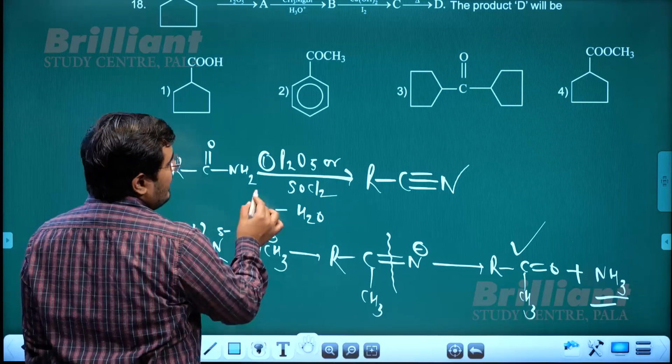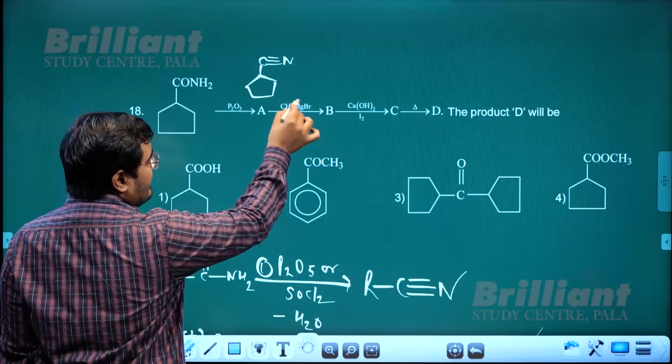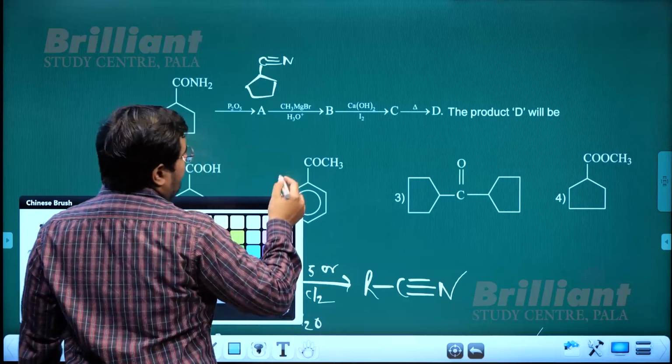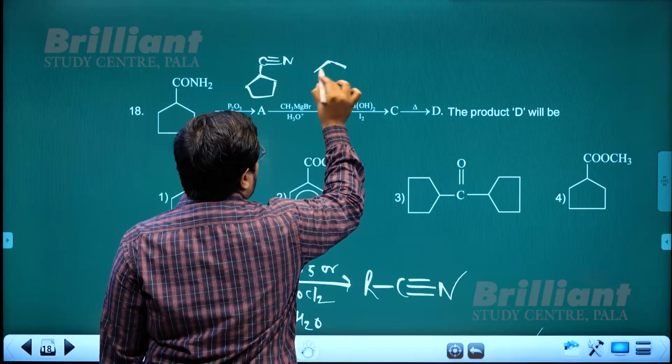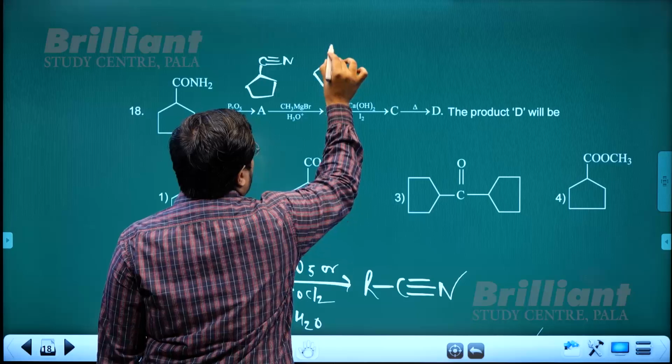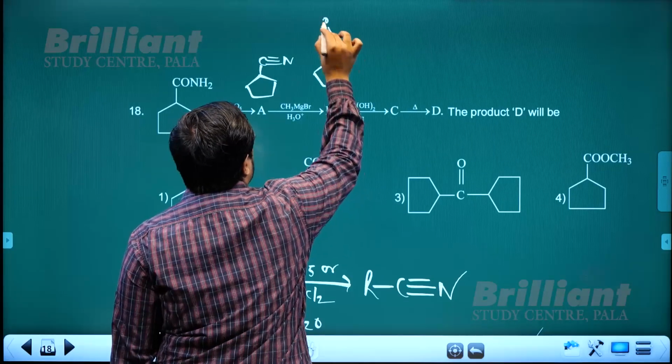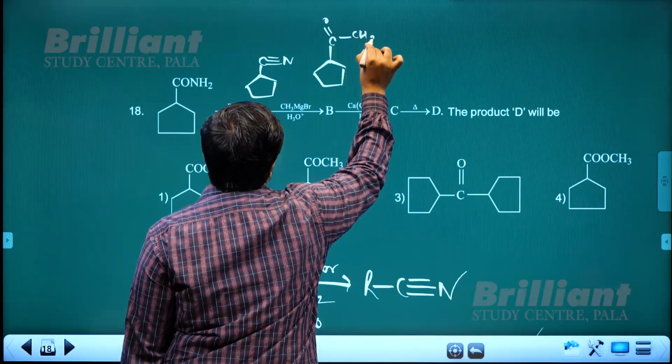So if I have to write here, after adding Grignard reagent, this will be converted into ketone, COCH3.